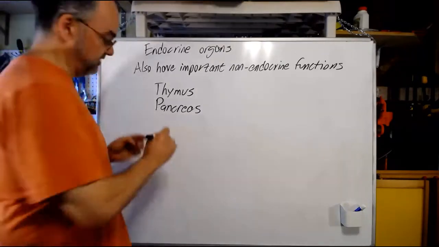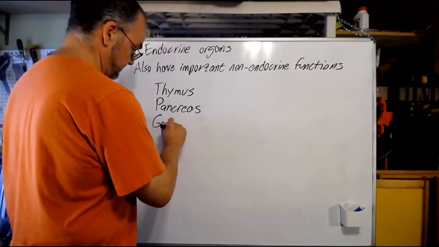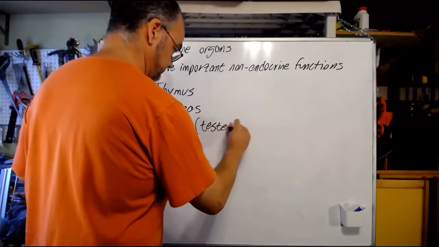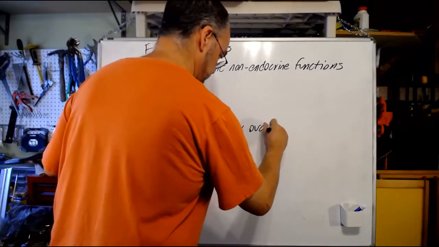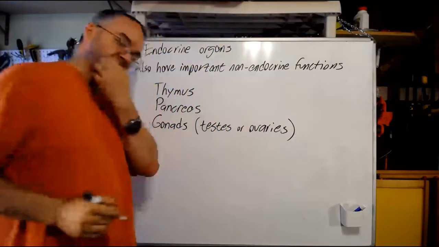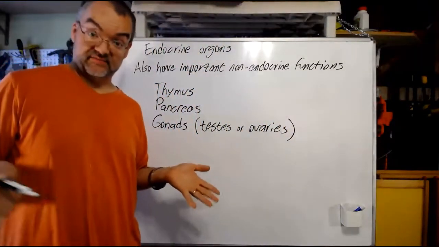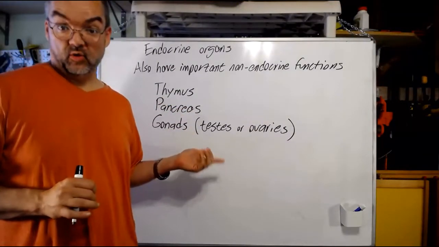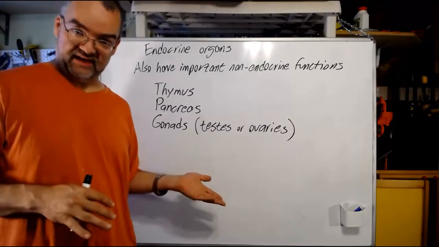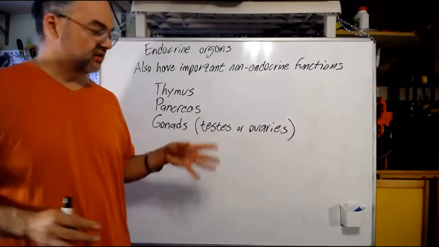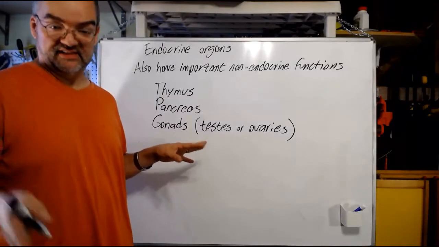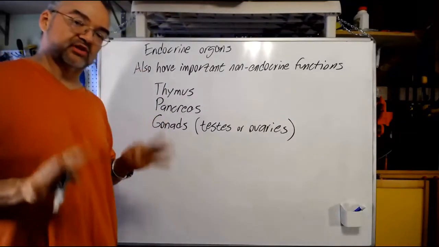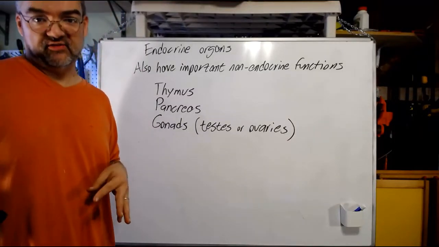And the gonads. So that would be the testes or the ovaries. These gonads, they produce gametes, sperm or eggs, important reproductive cells, but they also secrete important hormones like testosterone, estrogen, progesterone, and such that are involved in regulating a number of things in addition to reproductive cycles. So those are some glands that also play major non-endocrine roles.